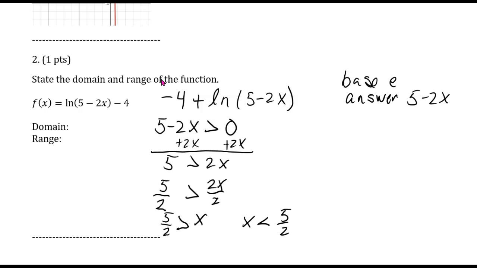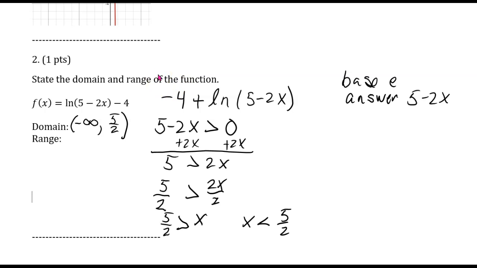This means that my domain is going to be on the little end to the left, negative infinity up to 5 halves and stop. Don't include 5 halves because the answer part cannot be 0. Now we need the range.